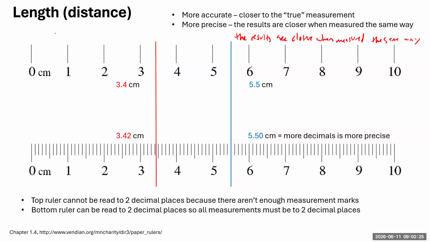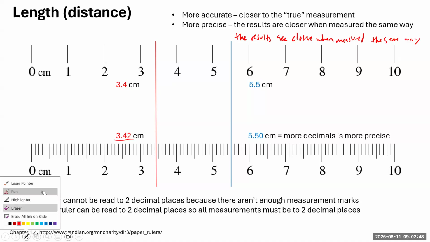So let's say you measure something with the ruler and it's, let's say, 3.42 centimeters. And you take another ruler or you measure it a second time and it's also 3.42 centimeters. That means it's very precise because you took those two measurements and they were exactly the same, right?